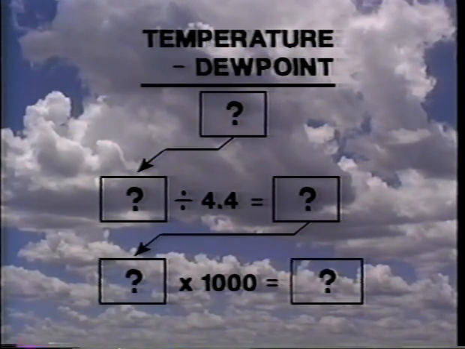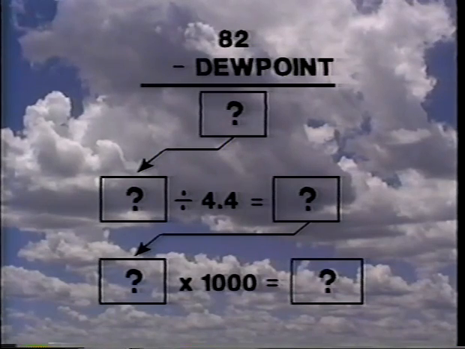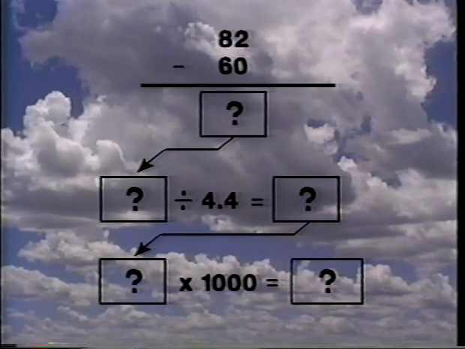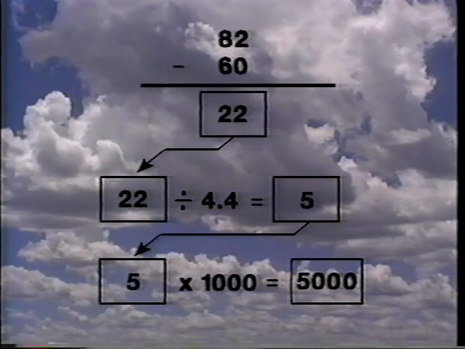For example, if the surface temperature is 82 and the dew point is 60, the cloud bases should be approximately 5,000 feet AGL.